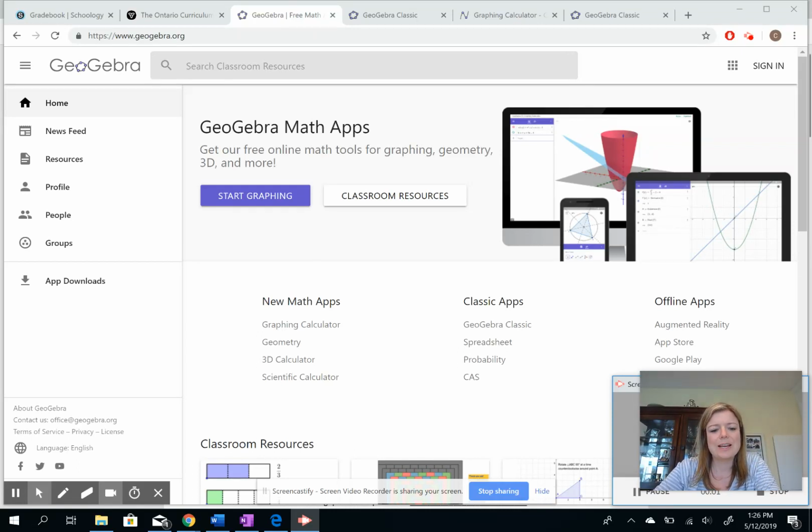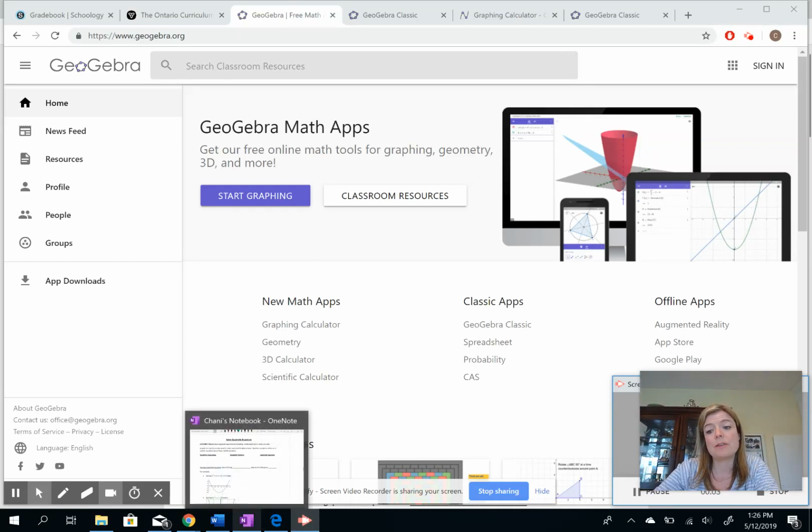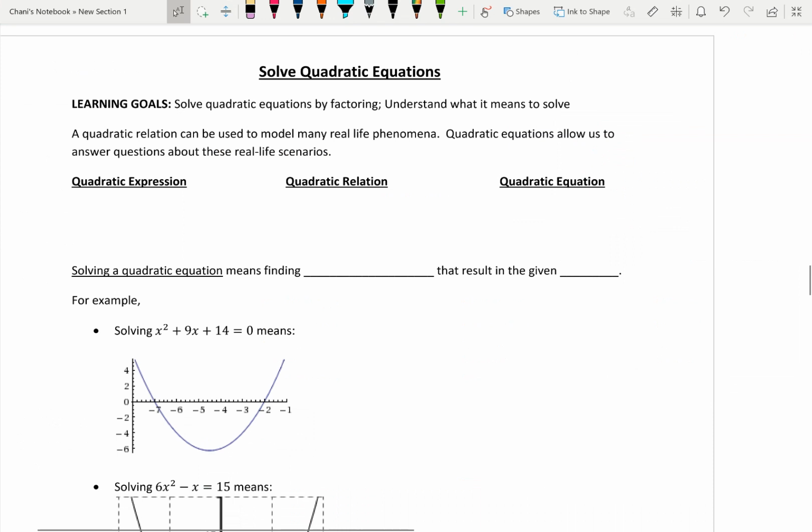Hi students, today we are moving on to solving quadratic equations that can be factored. So first of all, we need to know or establish what a quadratic equation is. We use quadratic equation as a term when sometimes we actually mean an expression or a relation. So let's look at the difference between these three.